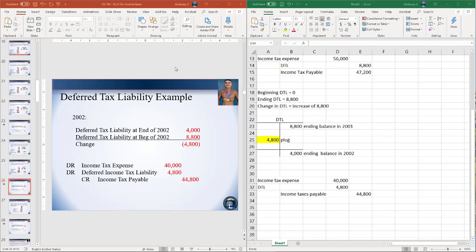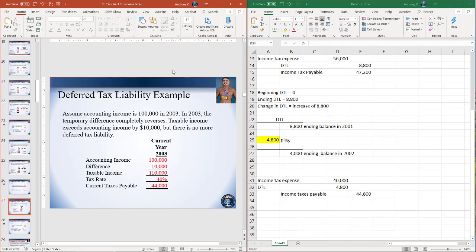To finish up with this example, let's go into the third year. So now in the third year, or 2003, let's again assume accounting income is 100,000. And then in 2003, the temporary difference completely reverses. So again, in 2003, the company is going to collect the last $10,000 of the installment sales. So that'll cause taxable income to be greater than accounting income by 10,000.